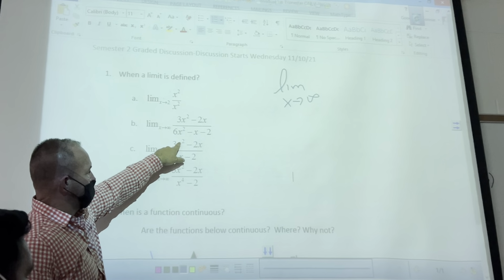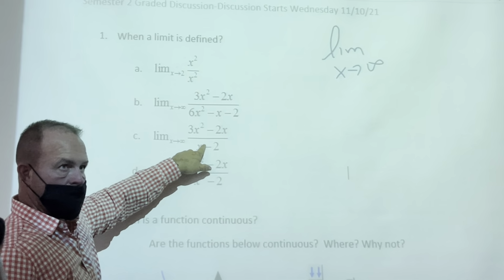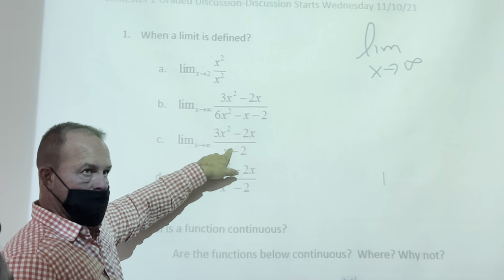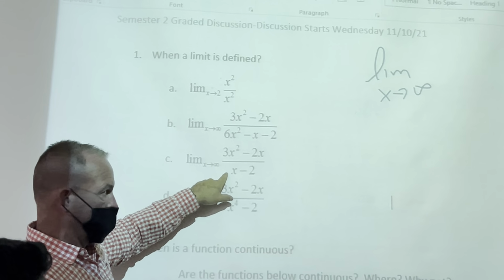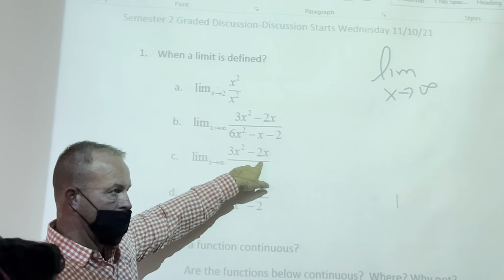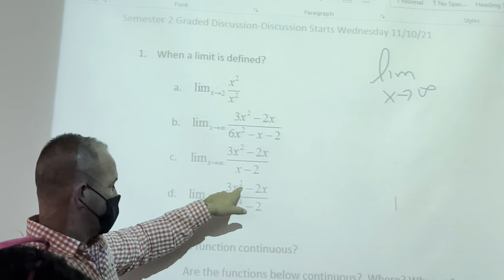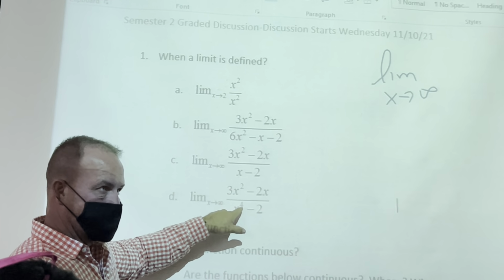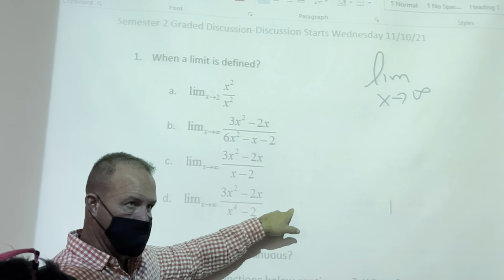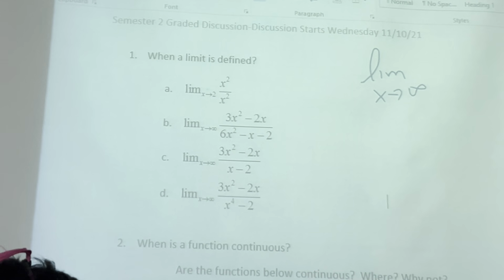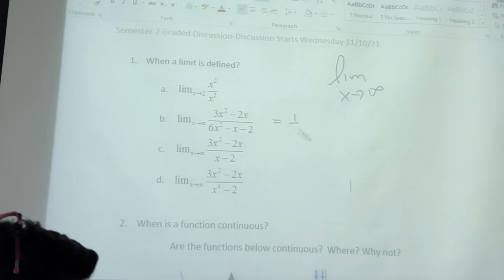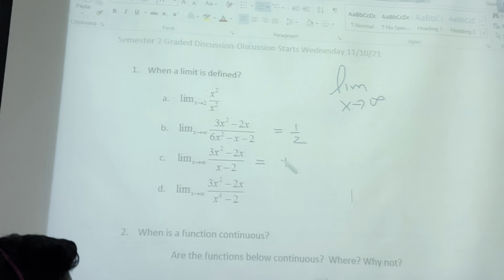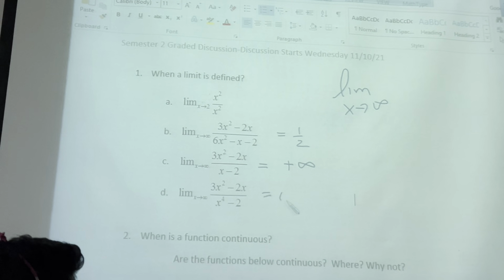If the degree of the numerator is larger than the degree of the denominator, the answer is positive or negative infinity. So this is 3 over positive. This answer is positive infinity. The degree of the numerator is less than the degree of the denominator. That's equal to 0. So these answers, and I gave the explanation, are 1/2, positive infinity, and 0.